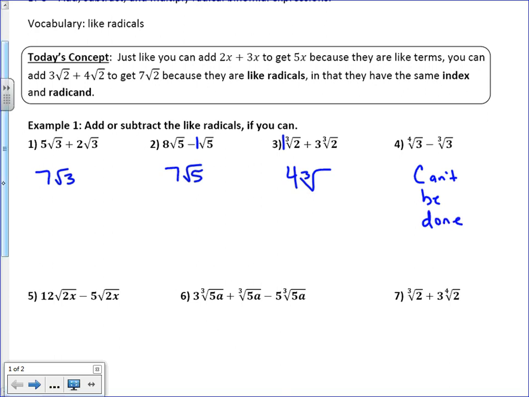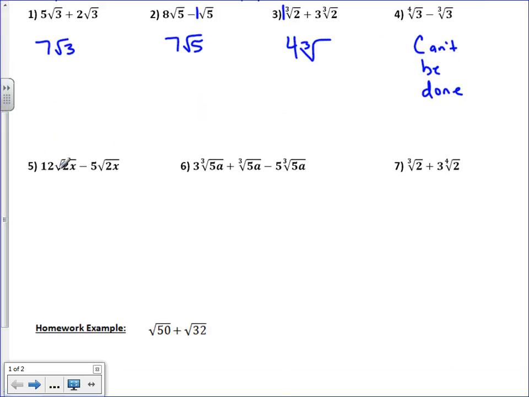Number 5, we have 12 square roots of 2x minus 5 square roots of 2x. Same index 2, same radicand 2x. So 12 of them minus 5 of them would make 7 of them. So 7 square roots of 2x.